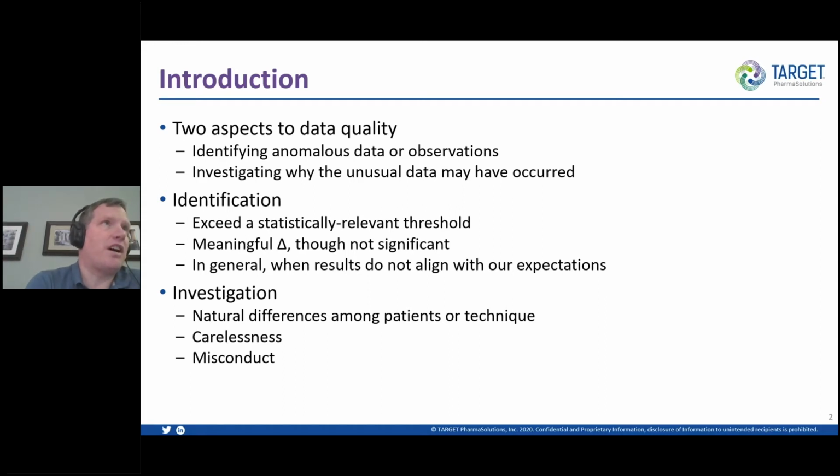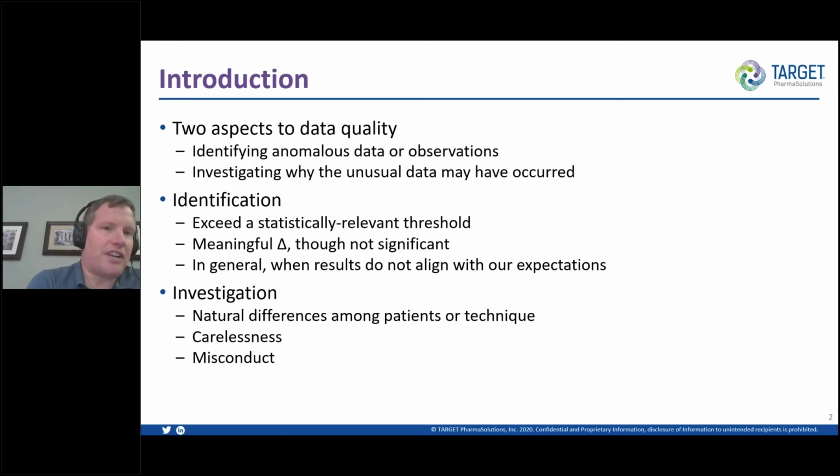Because this often requires interacting with a number of people outside of statistics, so people in clinical, regulatory, different departments who tend to fear statistics, using data visualization certainly makes this an appealing way to communicate things, particularly because there's often a large amount of data we're trying to explore.